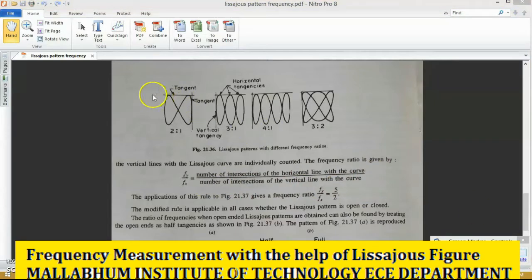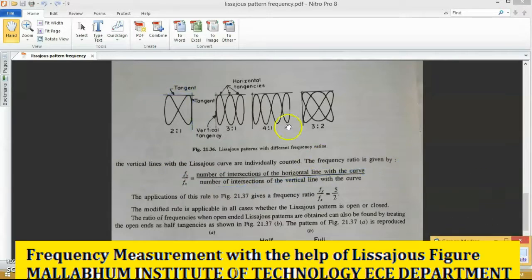I am repeating again, this is the figure we have discussed previously. Here you just draw the 2 tangents, here the intersection is 1 and 2, and the vertical line intersection is 1. So Fy divided by Fx is equal to, horizontal tangency is 2, vertical tangency is 1. So Fy is clearly double of Fx.